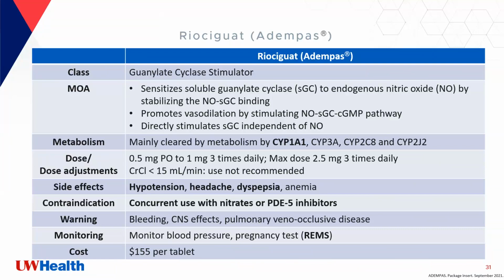Dosing is three times daily. There's some renal adjustment as well. Some common side effects include hypotension, headache, and dyspepsia. Some bleeding and CNS effects have been reported. Also important to know that this is a REMS medication, so female patients have to have pregnancy tests before starting the medication. This is a brand name only specialty medication, so the cost is around $155 for 1 tablet, and patients have to take 3 tablets a day, so quite an expensive therapy here.